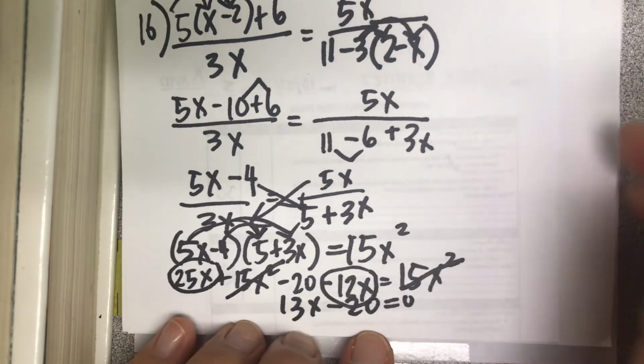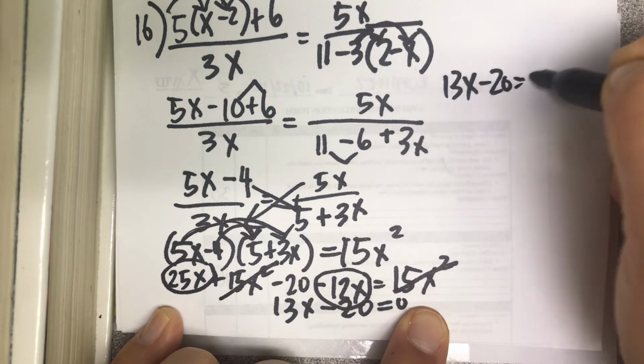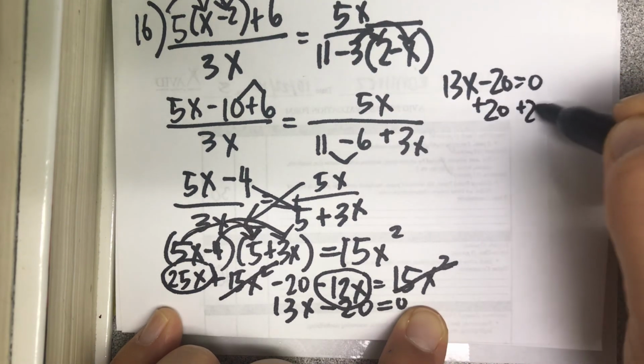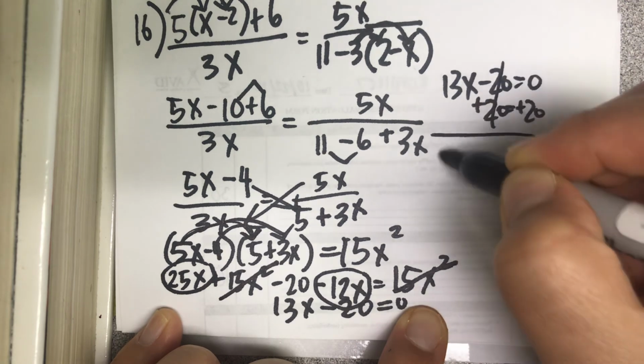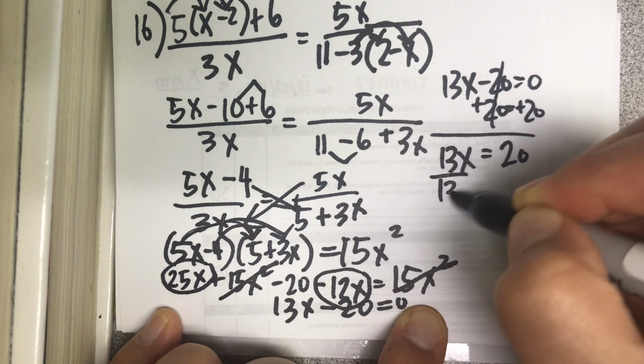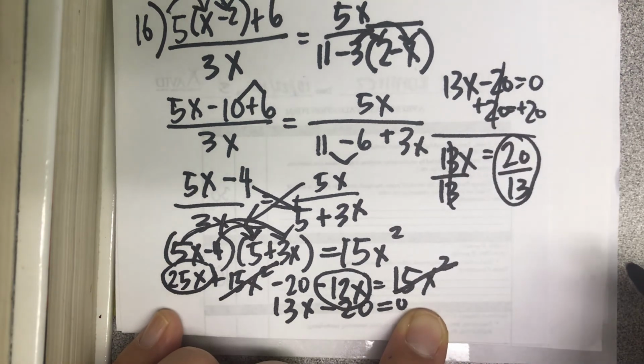I'm going to do this over here now, okay? We got 13x minus 20 equals 0. Let's isolate for the x. So we're going to go plus 20, plus 20. Cross that out. We're going to get 13x equals 20. Divide out the 13, divide out the 13. X equals 20 over 13.